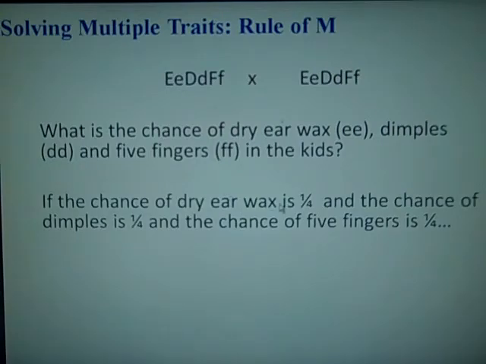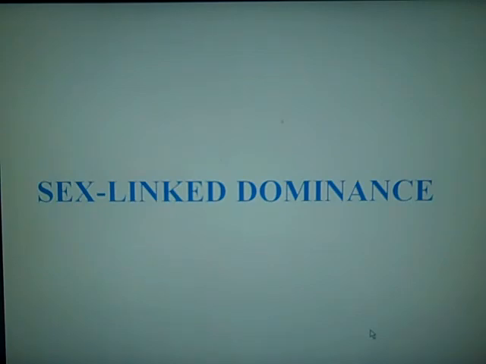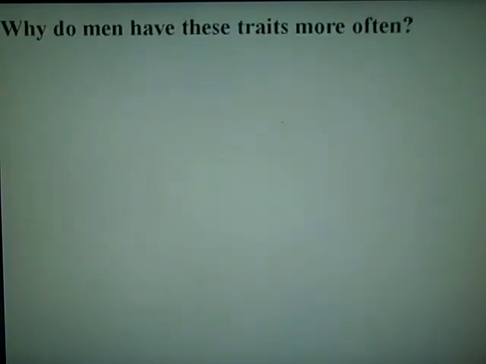The chance of dry earwax on its own would be 1/4. The chance of dimples on its own would be 1/4. And the chance of 5 fingers is 1/4. So to get the final answer, the chance of all 3 of them happening together, we simply multiply. And without making a giant Punnett square, we get that there's a 1 in 64 chance of all 3 recessive traits. All right, let's move on to sex linkage.